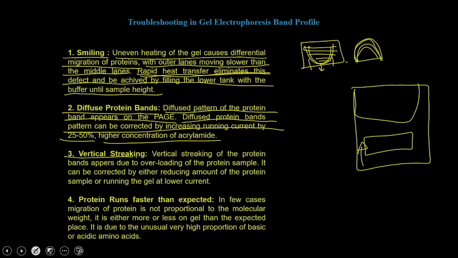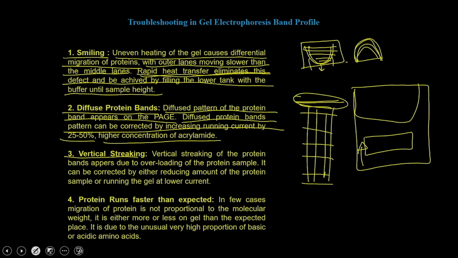Then you have the vertical streaks, which means you have a single band, and then you get a streak kind of pattern, where the band starts from here and then you see a streak like this. The vertical streaking of the protein bands appears due to overloading of the protein sample. It can be corrected by either reducing the amount of protein sample or running the gel at a lower current.